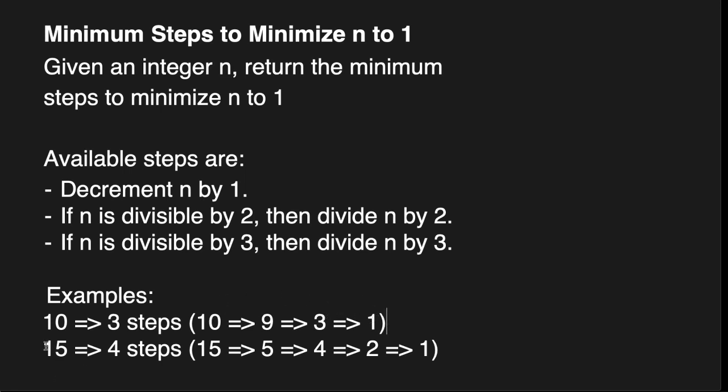Now if we're given the number 15, the answer is 4 steps, because we can divide by 3 to get to 5, subtract by 1, divide by 2, and then divide by 2 again. So the answer is going to be 1, 2, 3, 4 steps.